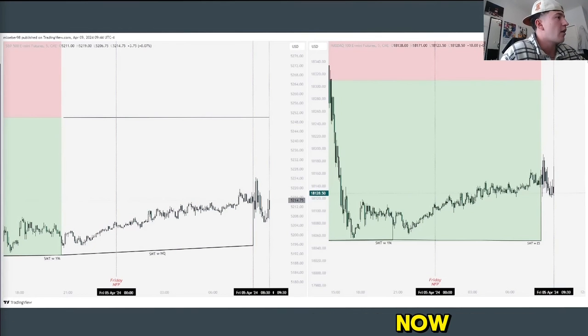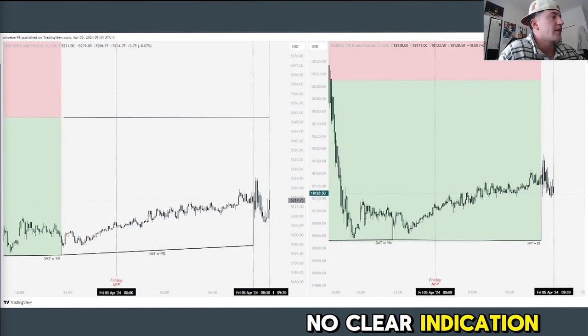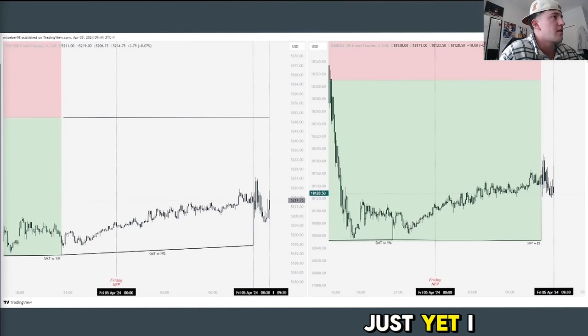But as of right now, I know that the S&P is stronger, but I have no clear indication as to what we want to do yet. I have a bullish bias on the day, but I don't have anything to offer me on structure just yet. I want to wait for more clarity, maybe a shift in structure, clearing above this high here or this high on the NASDAQ for us to then move into our draw to the equilibrium of Thursday's range.